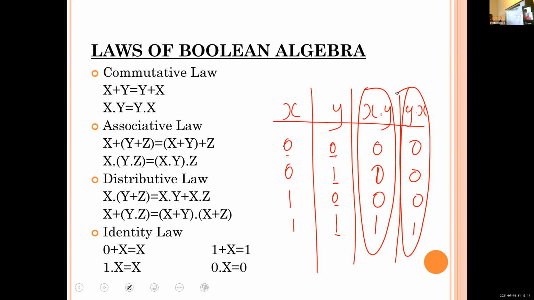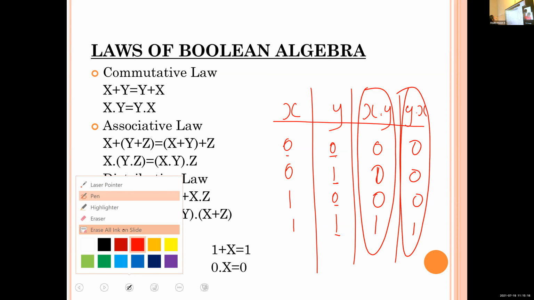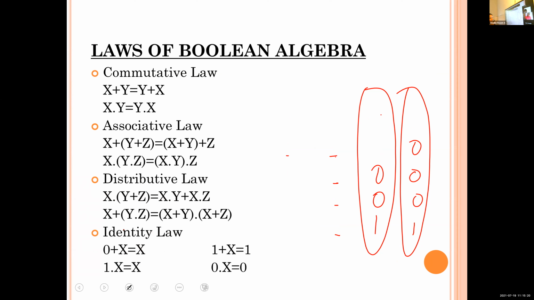First you want to draw x plus y, then give one equal to symbol. After that draw y plus x.